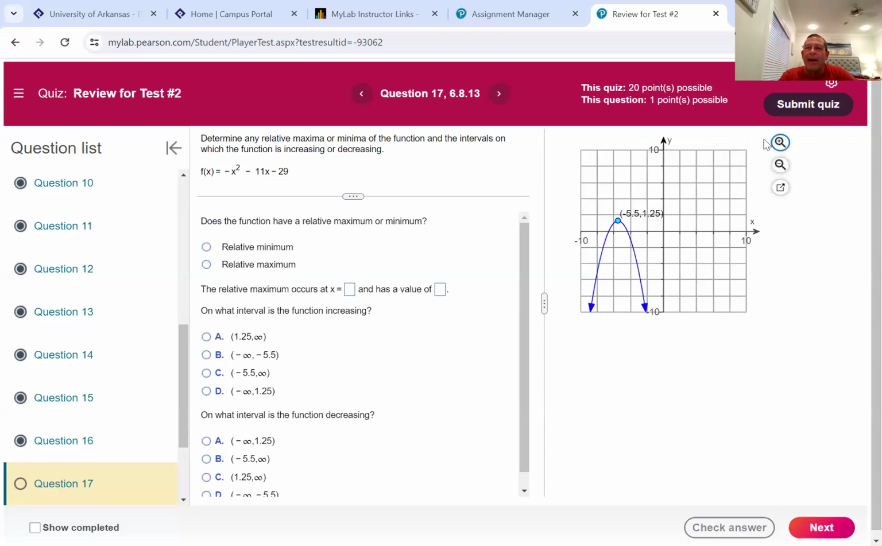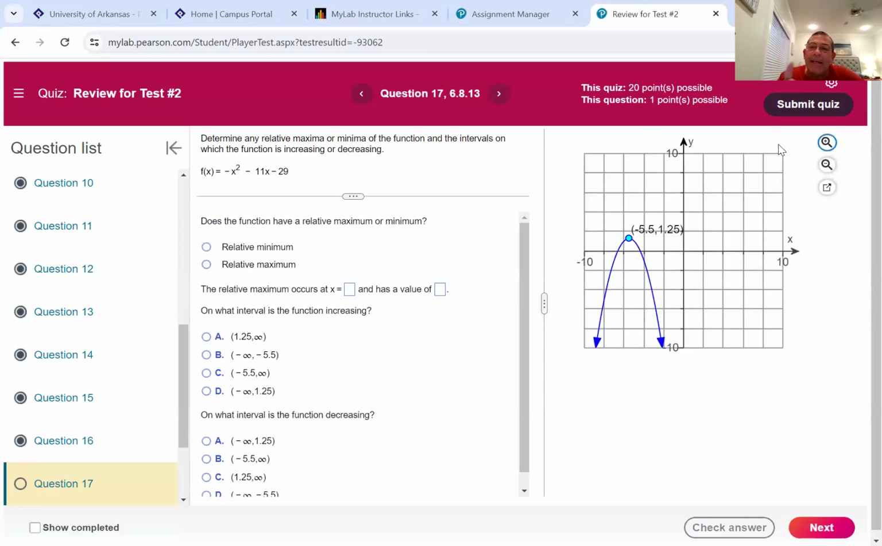Alrighty, let me make my graph bigger. And y'all, this problem, they're giving us everything I need because they're telling me that that dot is at a -5.5 and a 1.25 for the y value. And it is a hump. So a relative minimum or relative max, well, since that's a mountaintop or a peak, we know that's a relative max right there.